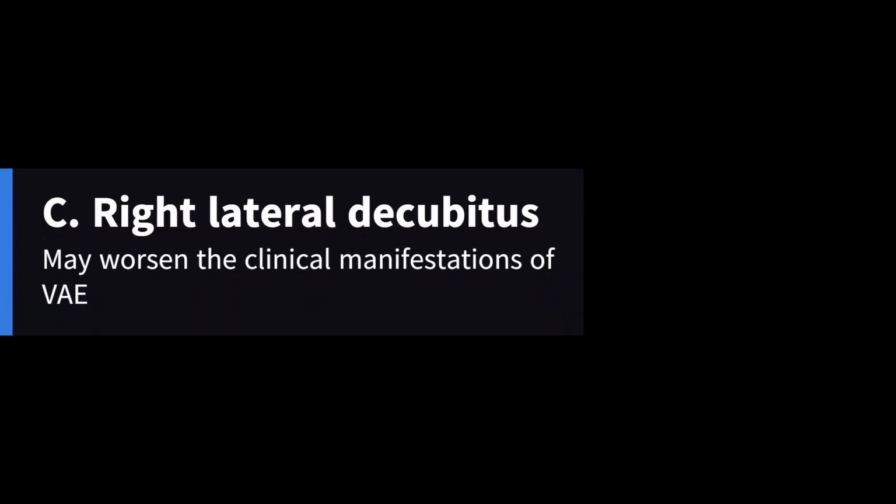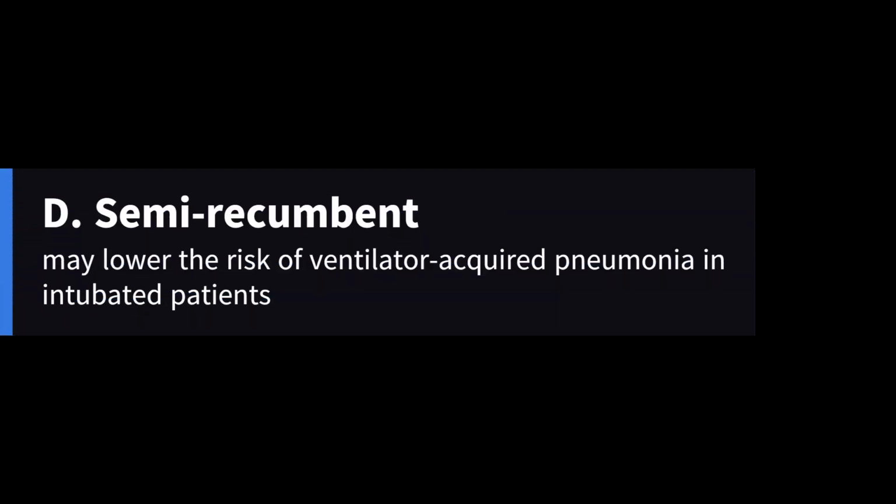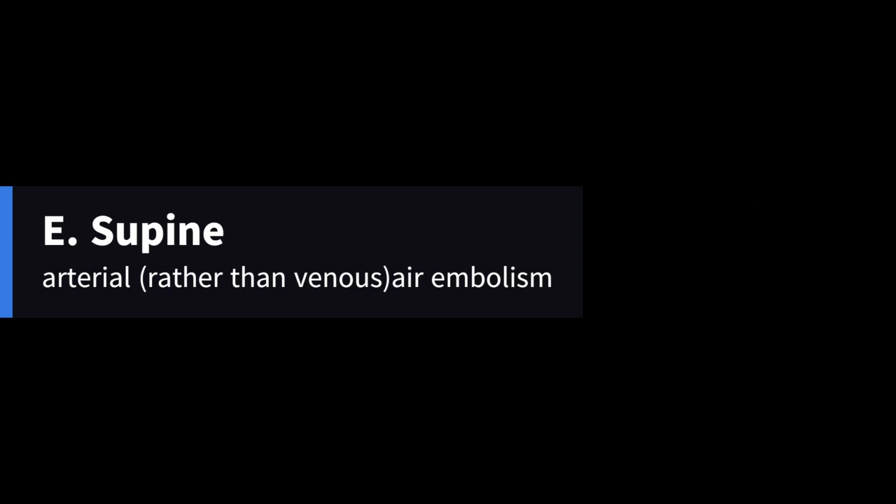C. Right lateral decubitus. Right lateral decubitus positioning is likely to encourage movement of air into the right ventricular outflow tract and may worsen the clinical manifestations of venous air embolism. D. Semi-recumbent. Semi-recumbent positioning may lower the risk of ventilator-acquired pneumonia in intubated patients on mechanical ventilation. E. Supine. Patients with suspected arterial, rather than venous, air embolism should be placed in supine positioning, as it helps prevent the embolism from traveling to the brain and causing a stroke.